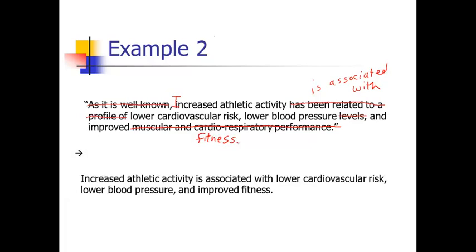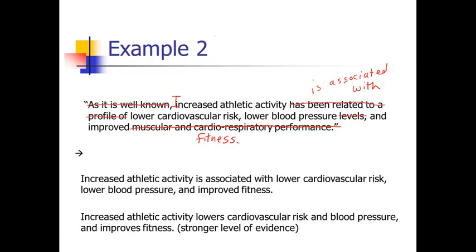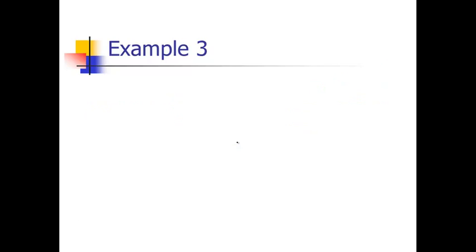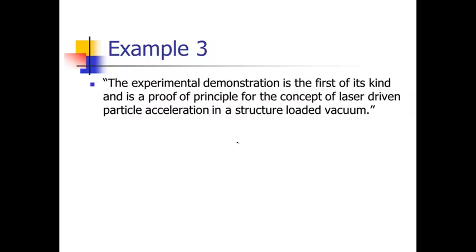So we get increased athletic activity is associated with lower cardiovascular risk, lower blood pressure, and improved fitness. Notice how much we've stripped away that was unnecessary from that sentence. And in this case, we actually could be probably a little bit more direct. There is actually probably enough evidence that we could say it even more directly. Increased athletic activity lowers cardiovascular risk and blood pressure and improves fitness. Now that, of course, requires a stronger level of causal scientific evidence there, but we probably do have it in this case.